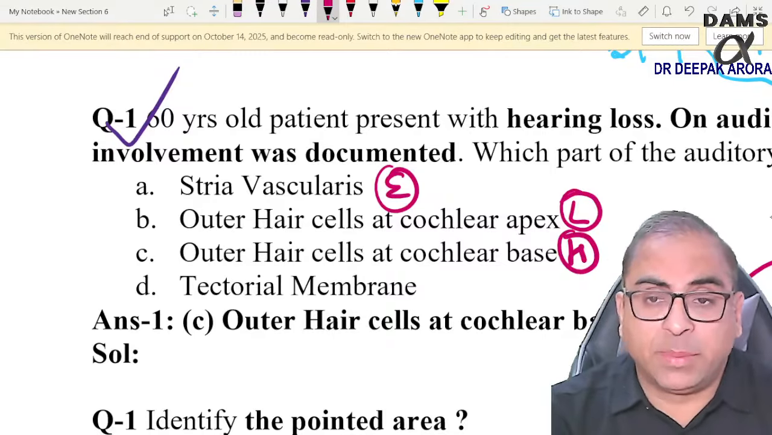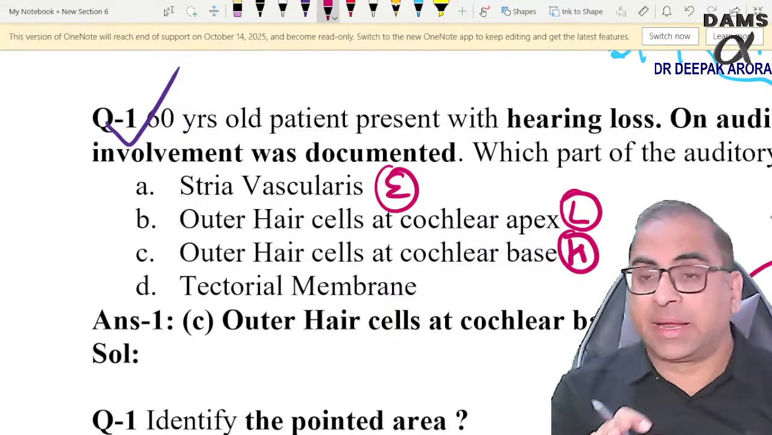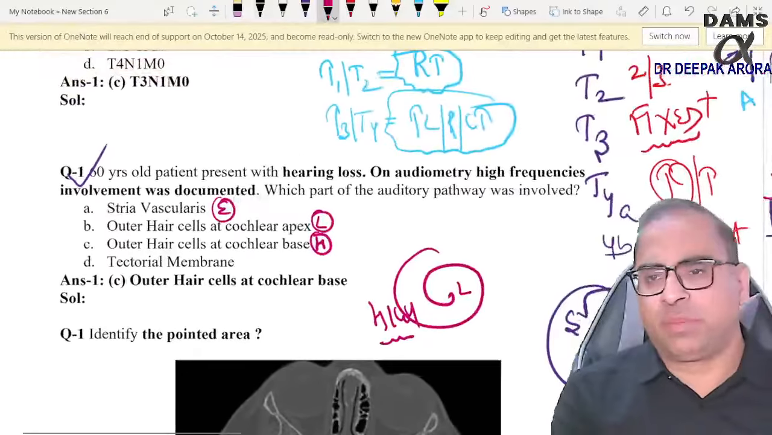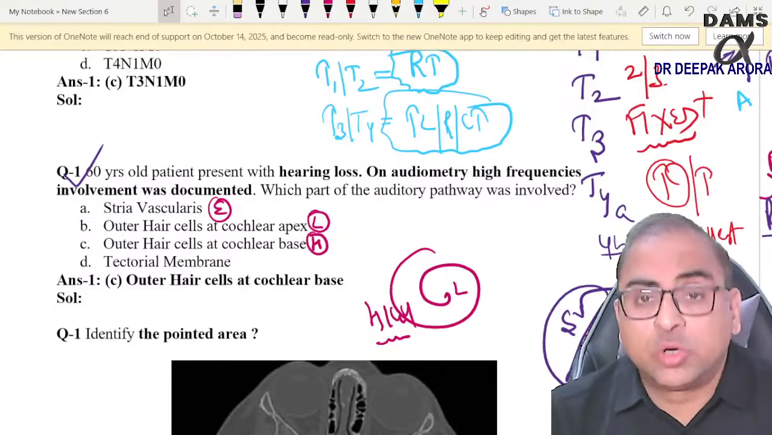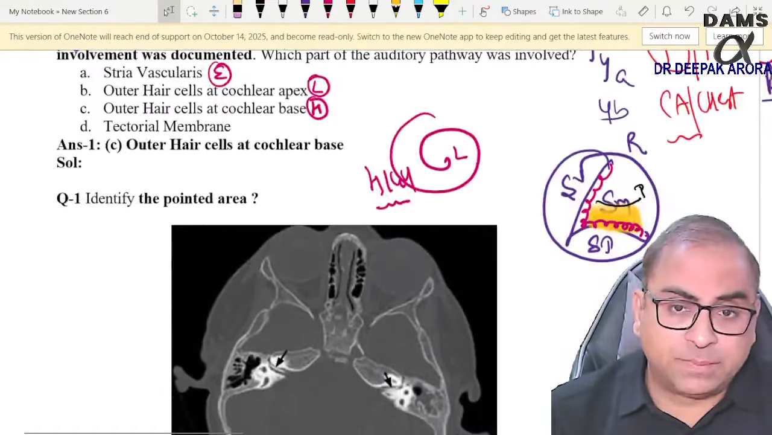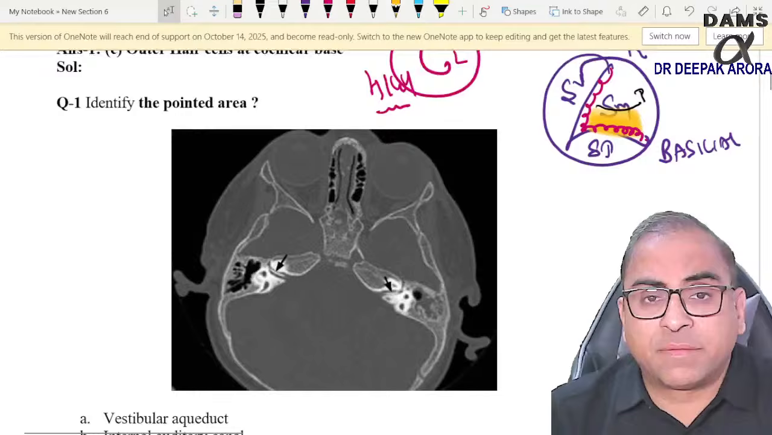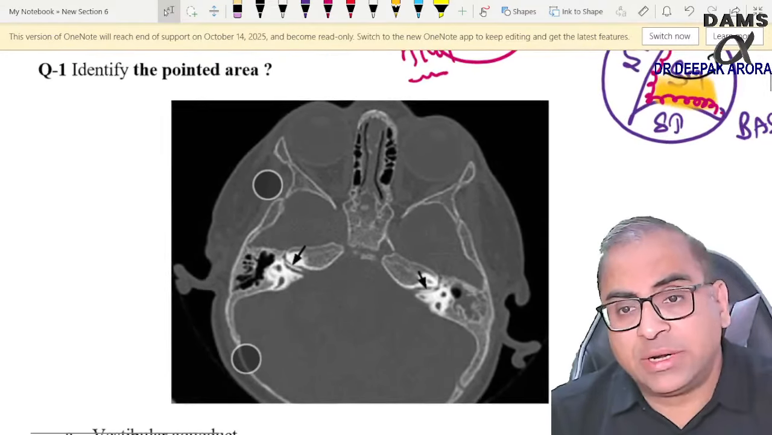So the answer here will be option C. I will again take it as one of the easiest questions, often repeated MCQ. And I am sure you have not got the question wrong. The first two MCQs were very simple and straightforward. The third MCQ they have taken from your ENT with radiology integrated MCQ.